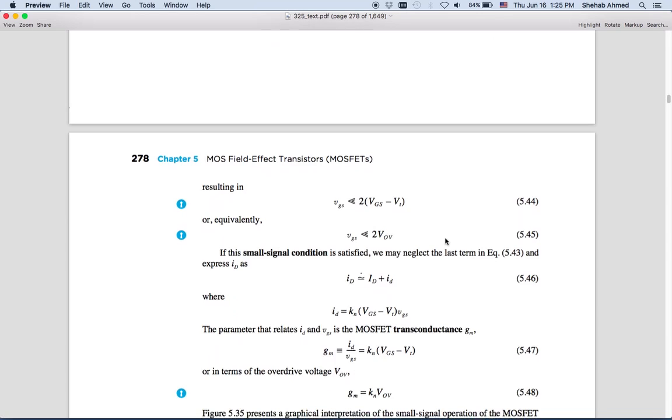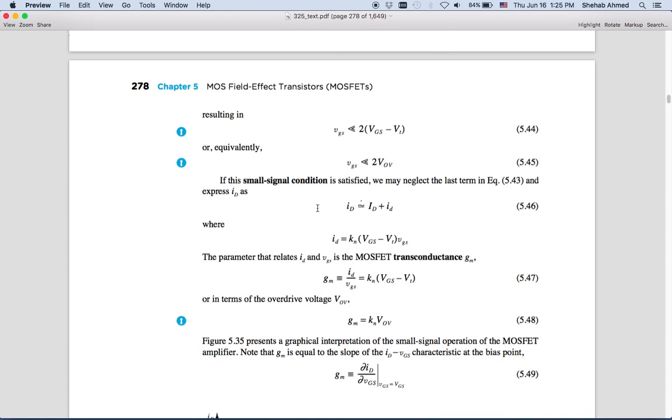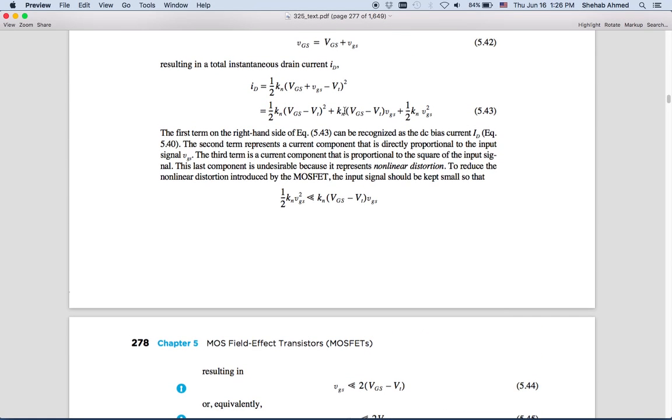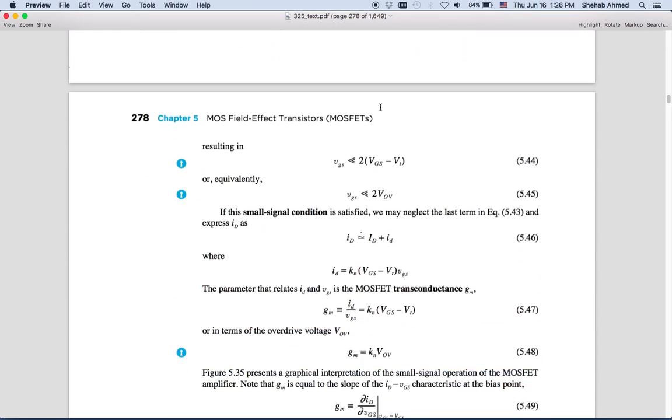So if that's the case, my total drain current is now approximately a summation of the effect of my large signal by itself and the effect of my small signal by itself, which means that the current due to my small signal is equal to that second term only. It will not include this third term.